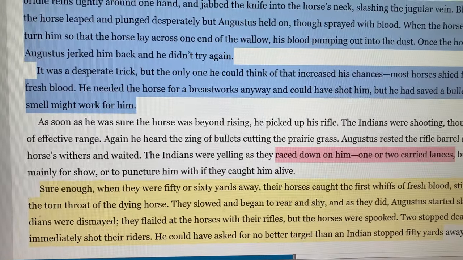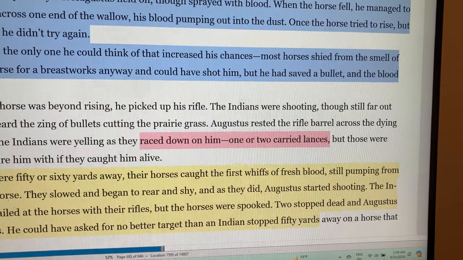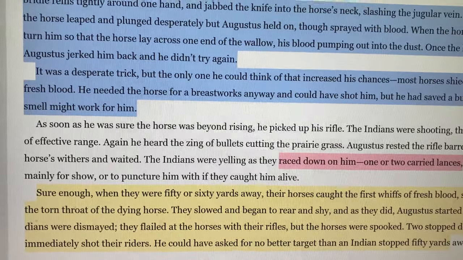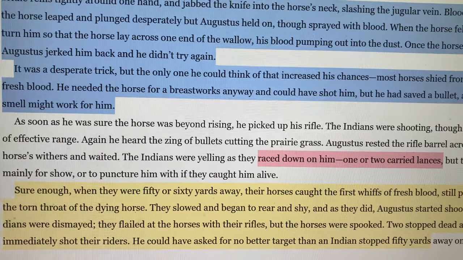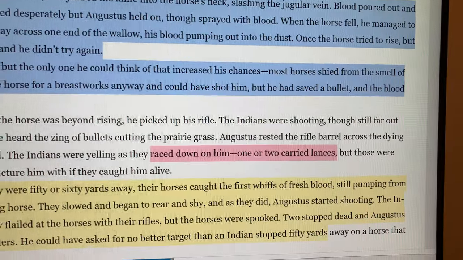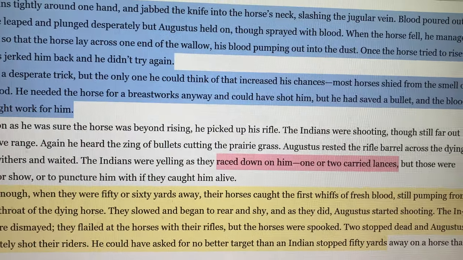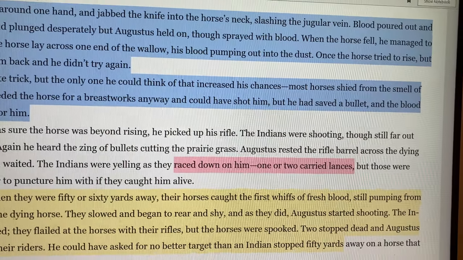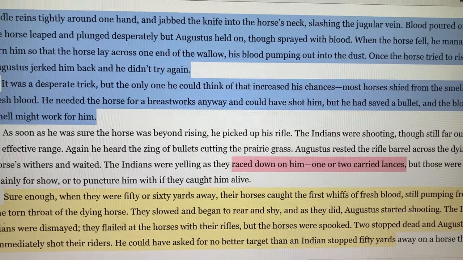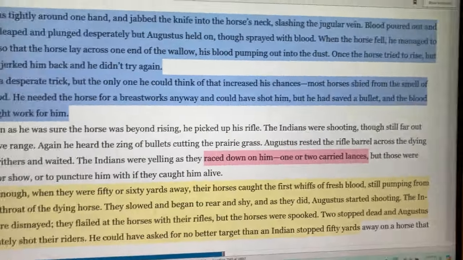Okay, when they were 50 or 60 yards away, the Indians' horses caught the first whiffs of fresh blood still pumping from the torn throat of the dying horse. The Indian horses slowed and began to rear and shy, and as they did, Augustus started shooting. He's got his rifle out. The Indians were dismayed. They flailed at the horses with their rifles, but the horses were spooked to stop dead, and Augustus immediately shot their riders. He could have asked for no better target than an Indian stopped 50 yards away on a horse that wouldn't move.